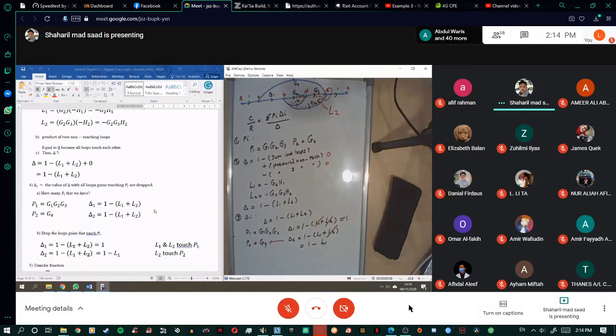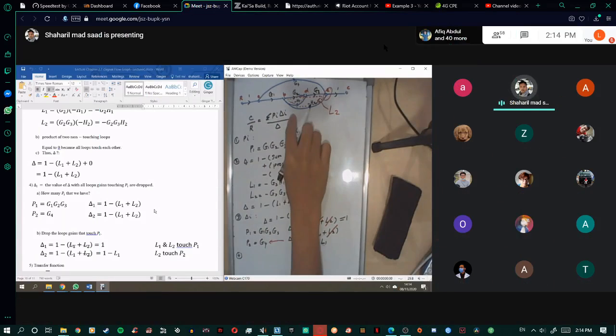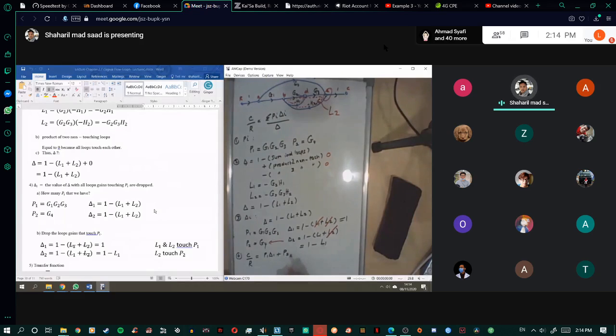G4. Okay, and this one it doesn't pass. And then for the final one, you can apply this one. So C over R is equal to P1 times delta 1 plus P2 times delta 2, divided by delta, 1 minus L1 plus L2.